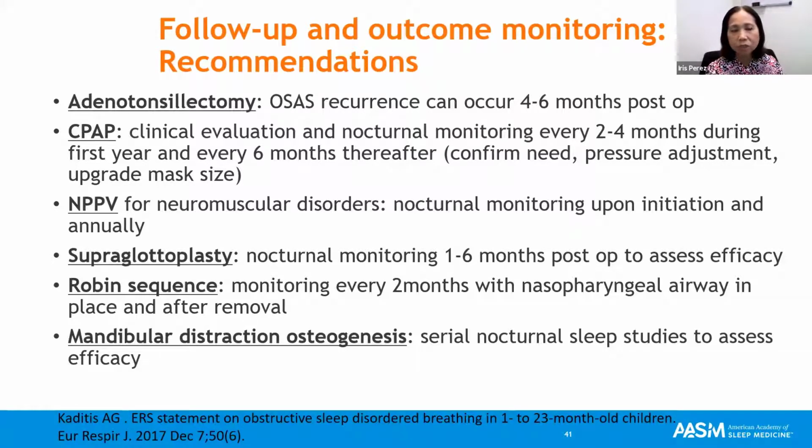Patients with neuromuscular disorders who are treated with non-invasive positive pressure ventilation will require nocturnal monitoring upon initiation and then annually. Those with supraglottoplasty will require nocturnal monitoring 1 to 6 months post-operatively to assess effectiveness of the therapy. Those with Robin sequence may require monitoring every 2 months if nasopharyngeal airway is the treatment of choice and after removal of the nasopharyngeal airway. And then those with mandibular distraction osteogenesis will need serial nocturnal sleep studies to assess the efficacy of the treatment.